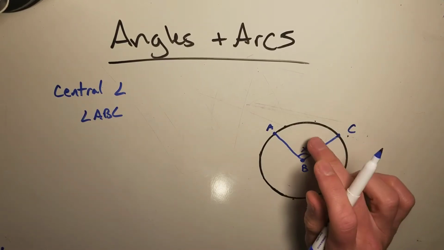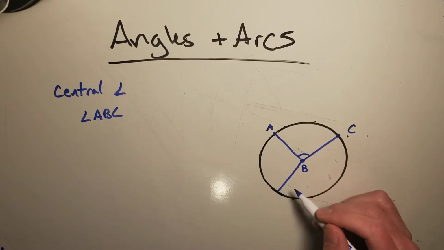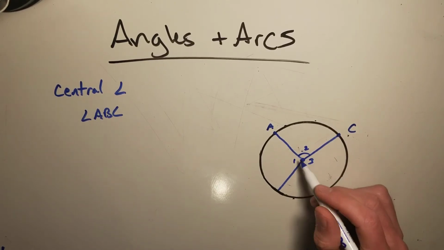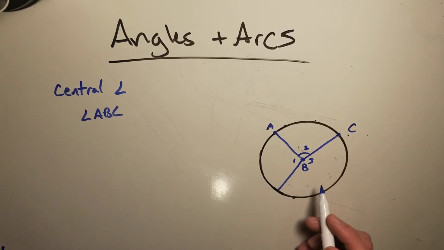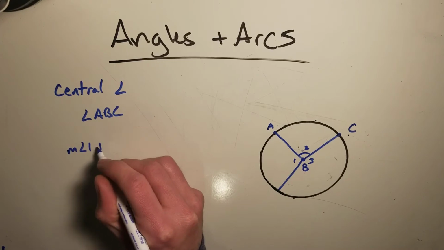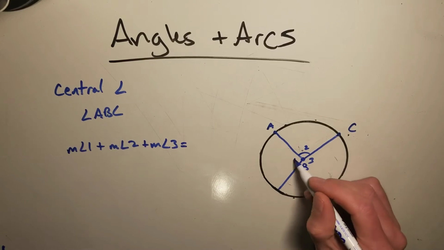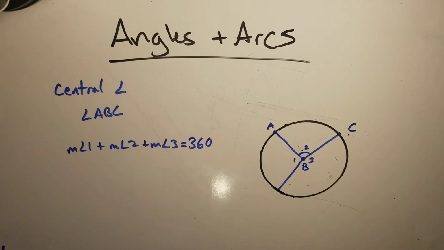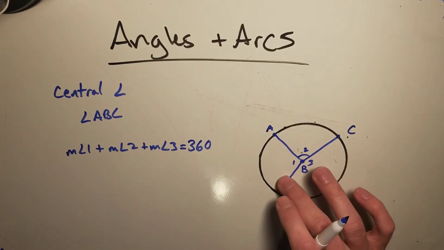Now let's say we have, and actually we're going to take that x away, another radius coming out, and let's say we have angles 1, 2, and 3. From what we know about circles and angles, if you add up all these central angles, the measure of angle 1 plus the measure of angle 2 plus the measure of angle 3, they're going to add up to 360. So all the central angles in a circle have a sum of 360, and that's in degrees.